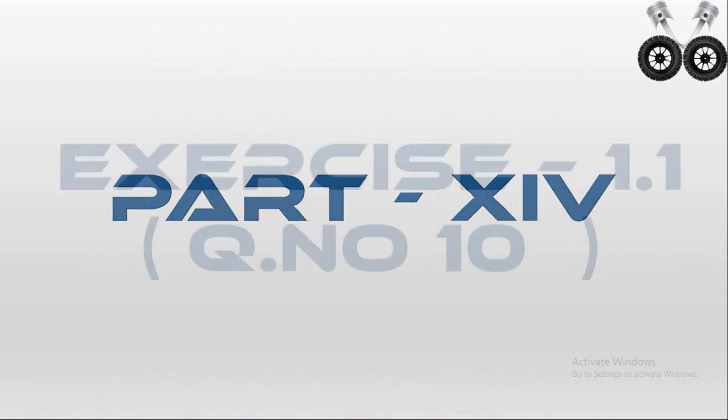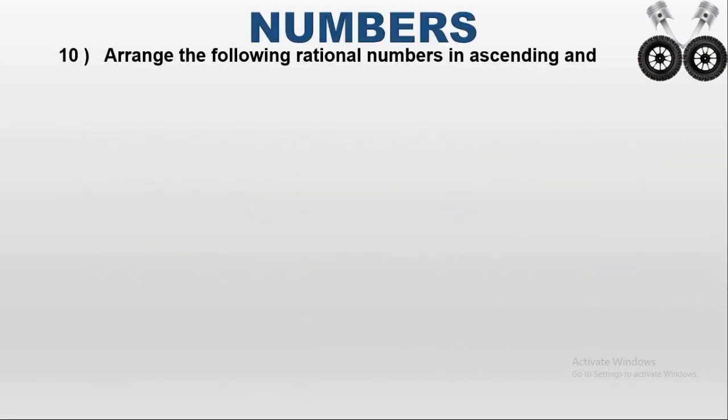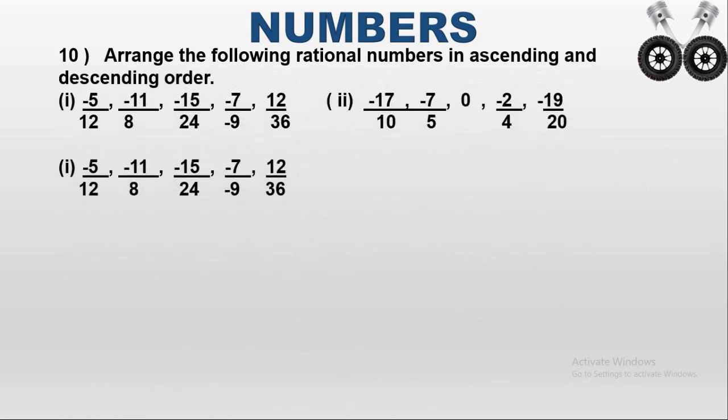Part 14, Exercise 1.1, Question number 10. Arrange the following rational numbers in ascending and descending order. So, what is the problem given here? There are rational numbers. We have to arrange the rational numbers in ascending order as well as descending order.